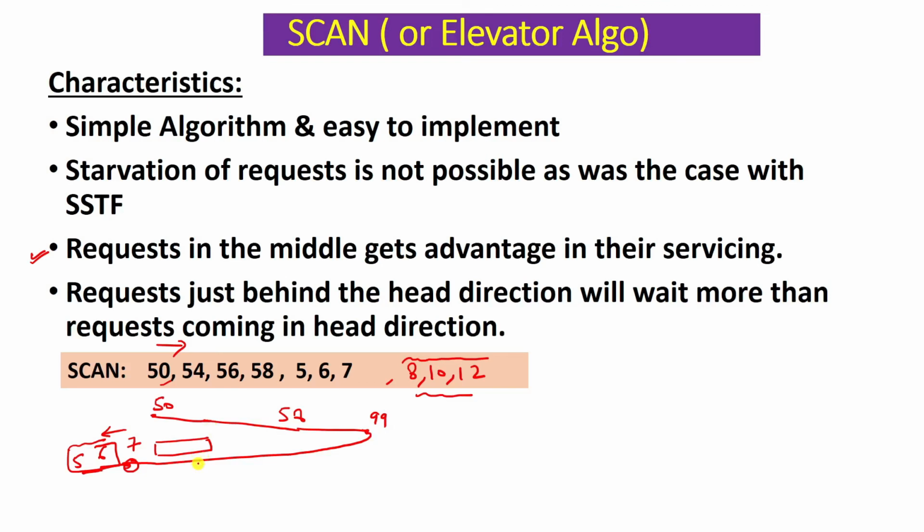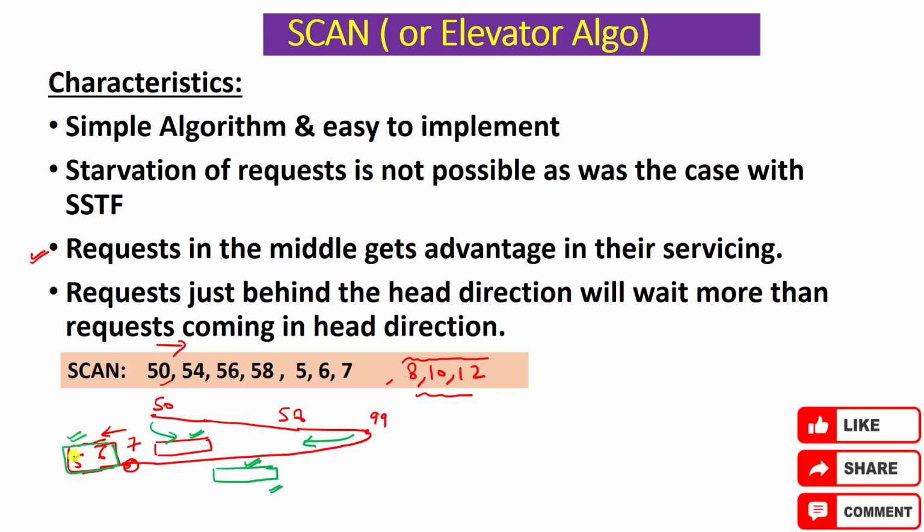So there is no uniform waiting time for all the requests. The requests which come in the middle get the most advantage in this scan algorithm, because from this direction and from this direction, they will be serviced in lesser time. The requests which come in the other direction or behind the read write head will have to wait more time. Requests which come in the direction of the read write head will have to wait lesser time in comparison to this. So there is no uniform waiting time in the scan algorithm for the requests.